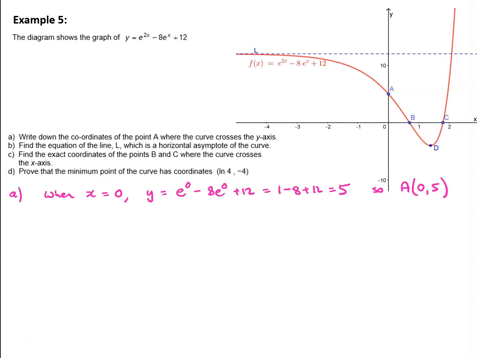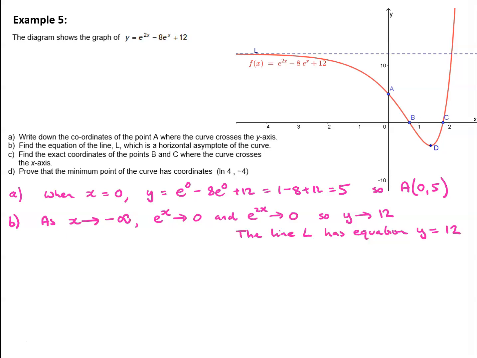Now, as x tends to minus infinity, the curve is getting closer and closer to the line L. As x tends to minus infinity, we know that e to the x is going to tend to 0, and e to the 2x is going to tend to 0. So the value of y is going to get closer and closer to 0 minus 0 plus 12. In other words, y is going to get closer and closer to 12. So the line L has equation y equals 12.